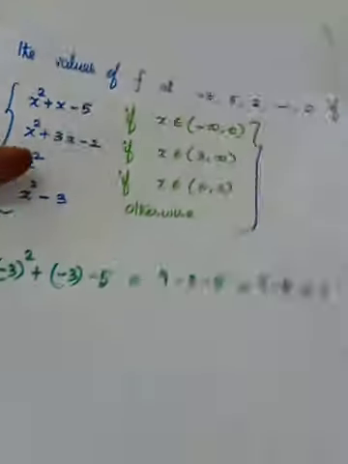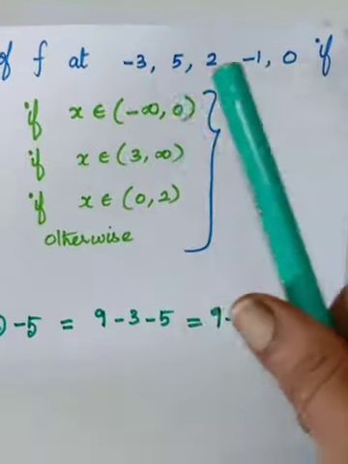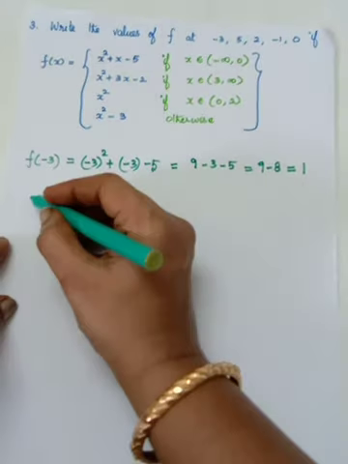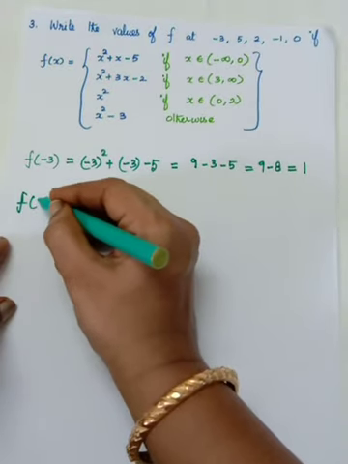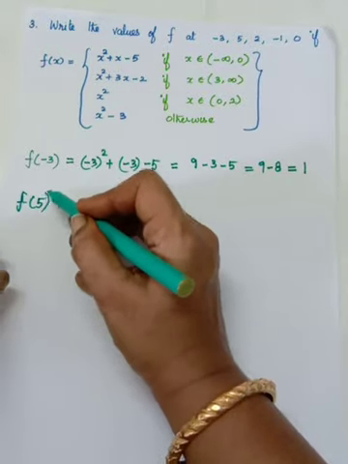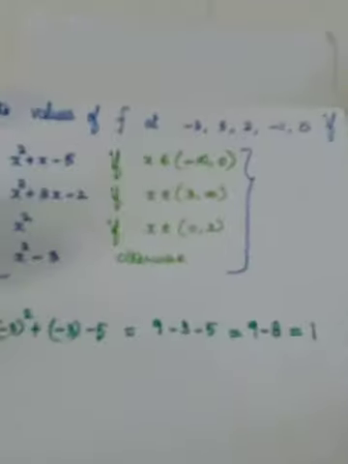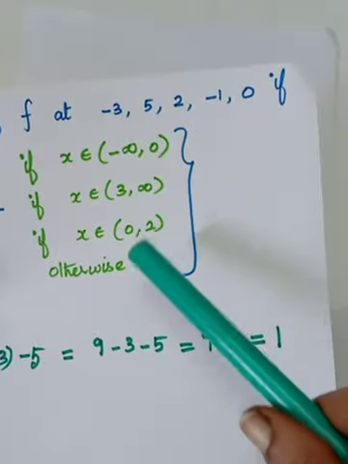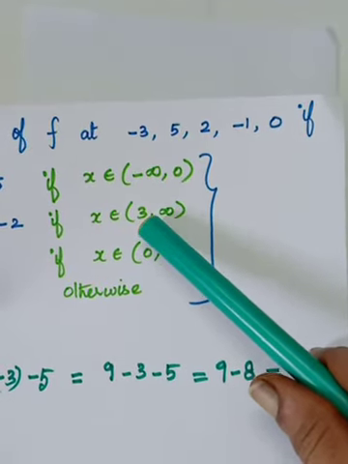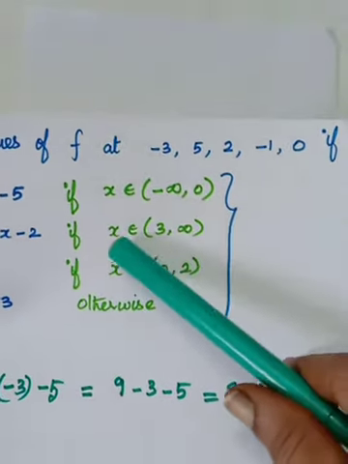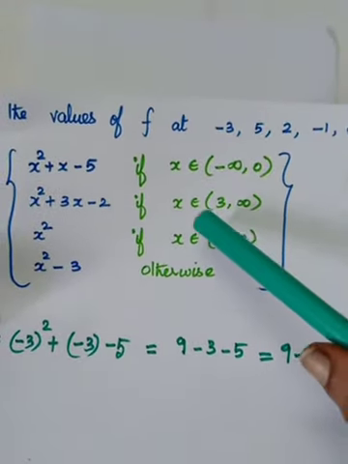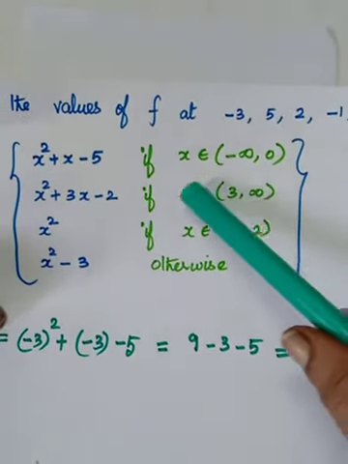Next, you have to find the value of f at 5. That means you have to find out f of 5. So the x value is 5. So we have to check where the 5 is. The x value 5, this is from 0 to 2. So 5 belongs in this interval. So 3, 4, 5, 6, like that it will come. So therefore 5 belongs to this interval.